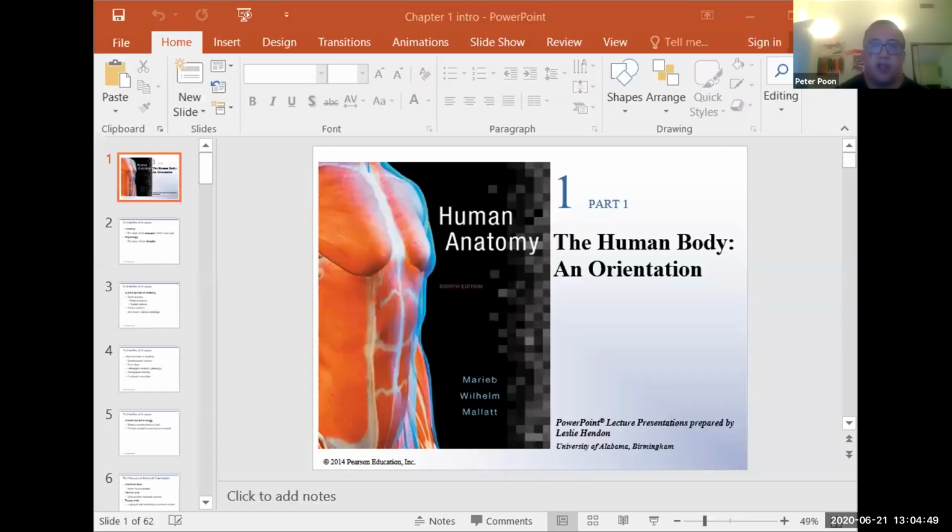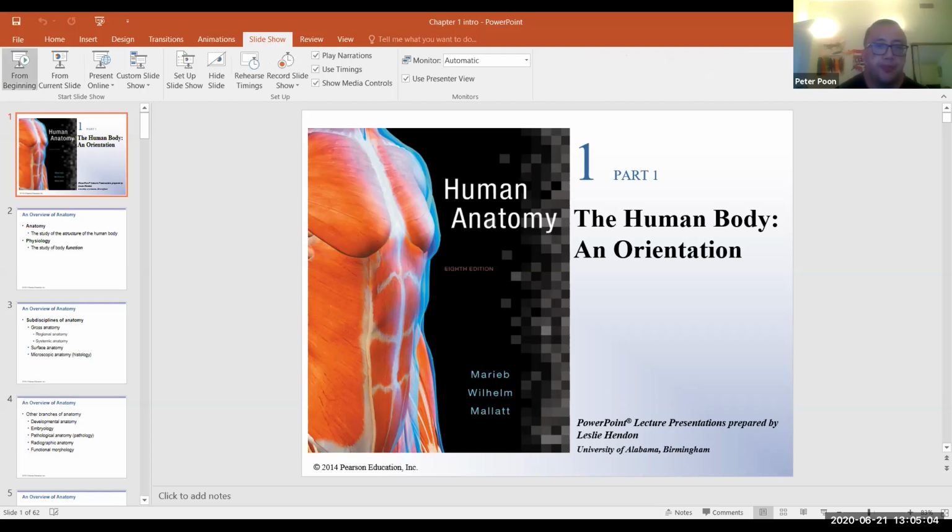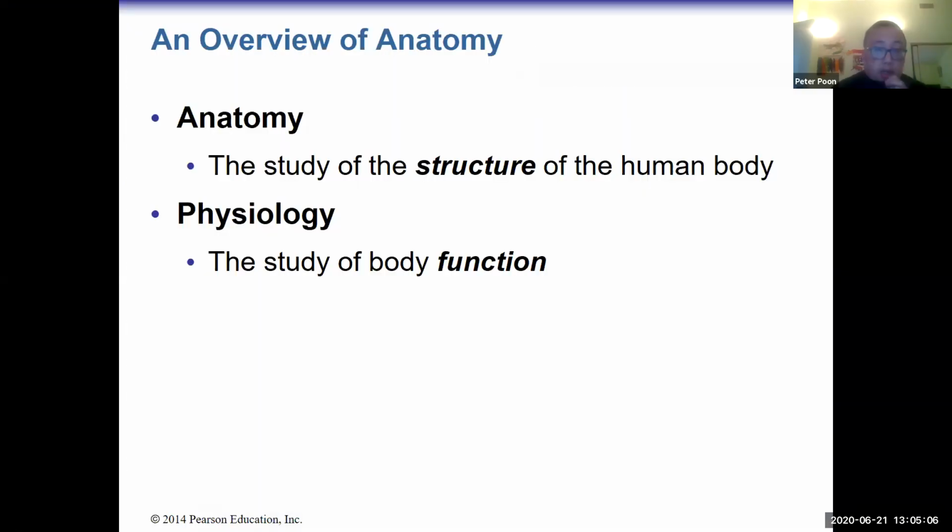Okay, and so let's proceed with chapter 1. Chapter 1 is an intro to anatomy. So let's go. Anatomy is the study of the structure of the human body.